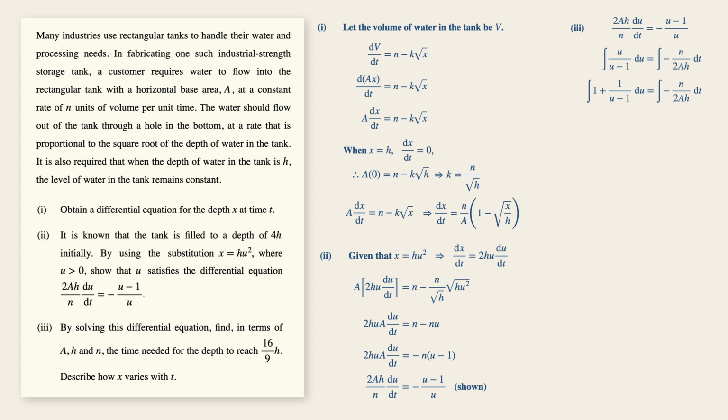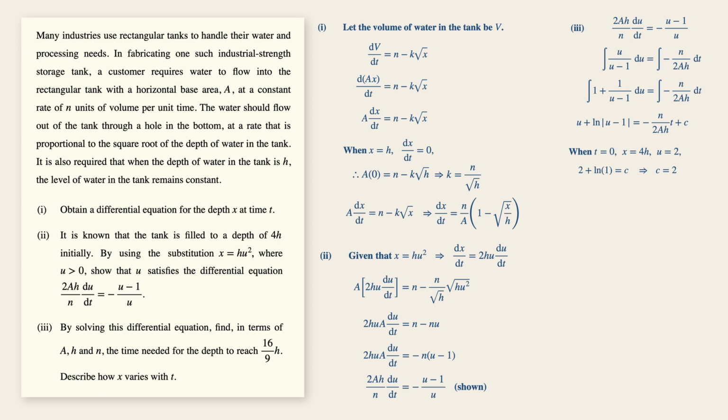Integrating this with respect to u, we have u plus ln|u minus 1|. On the right-hand side, we simply have minus n over 2ah times t plus c, because this is an indefinite integral and c represents an arbitrary constant. To get the value of c, not to worry, it's always found from the information in the question. Initially the depth of the water is 4h, so when t equals 0, x equals 4h, and u will equal 2. Therefore c equals 2.